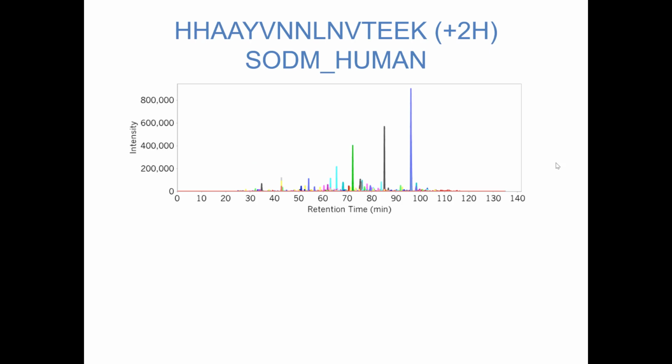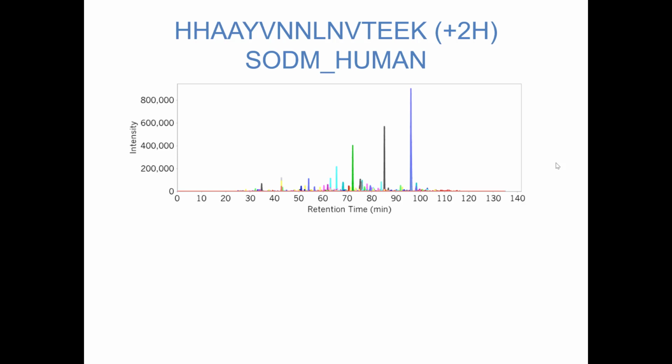This is a particular peptide that I pulled from one of my experiments. This is superoxide dismutase. It's a +2 peptide from a human peptide. This is from HeLa. So if I extract all fragment ions for this particular peptide from superoxide dismutase, this is what I end up seeing.